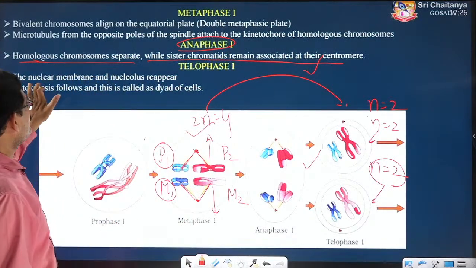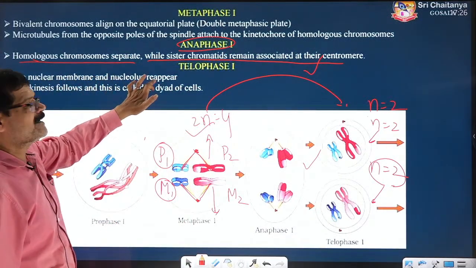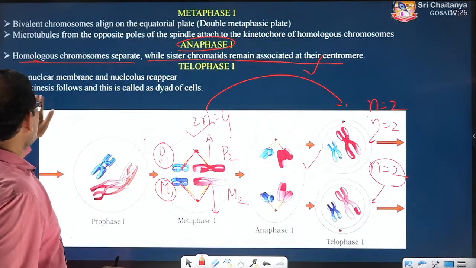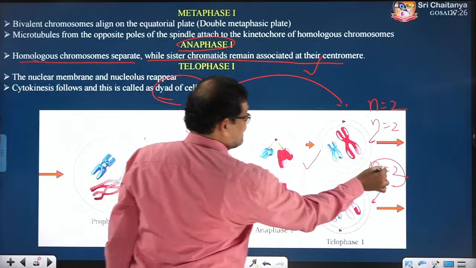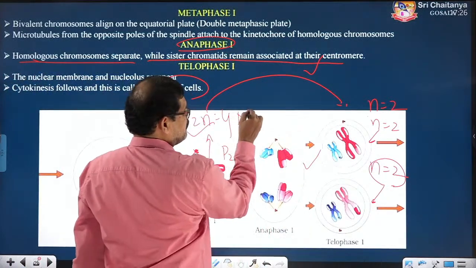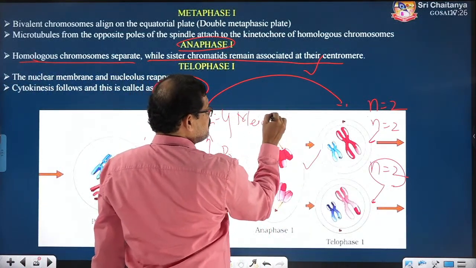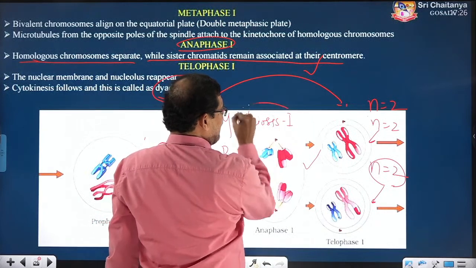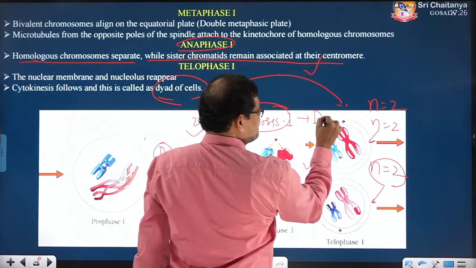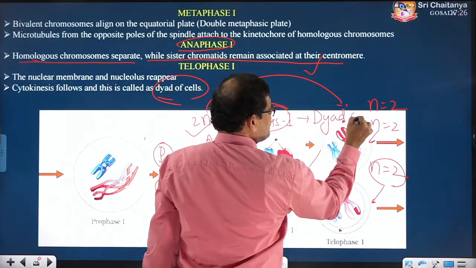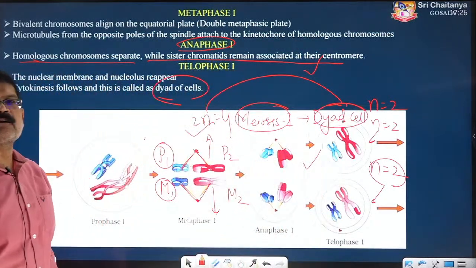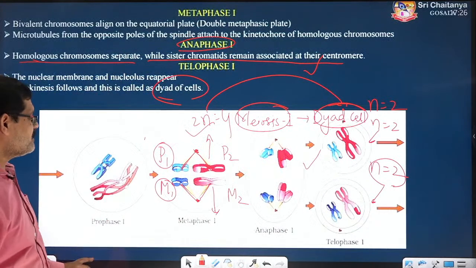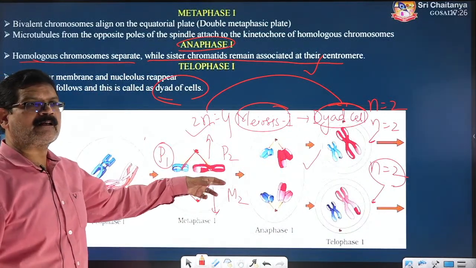Next, the nuclear membrane and nucleolus reappear. Cytokinesis follows and these are called dyad cells. These two cells are present at the end of meiosis 1. At the end of meiosis 1, the two cells are called dyad cells. The two cells are called what cells? Dyad cells are the ones which are present there. Next comes another important thing.